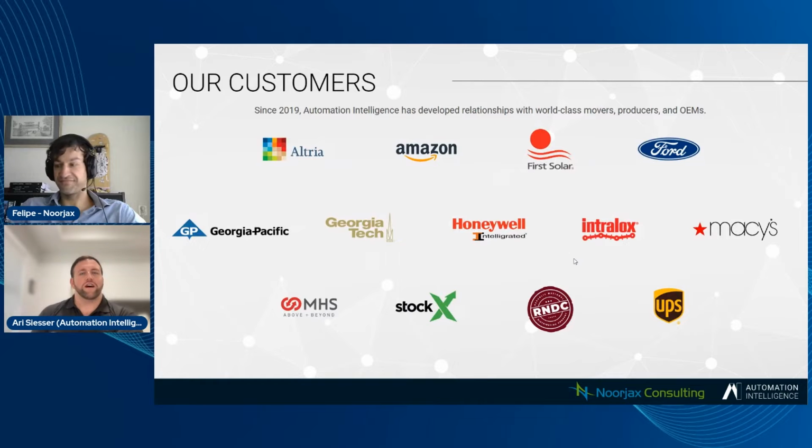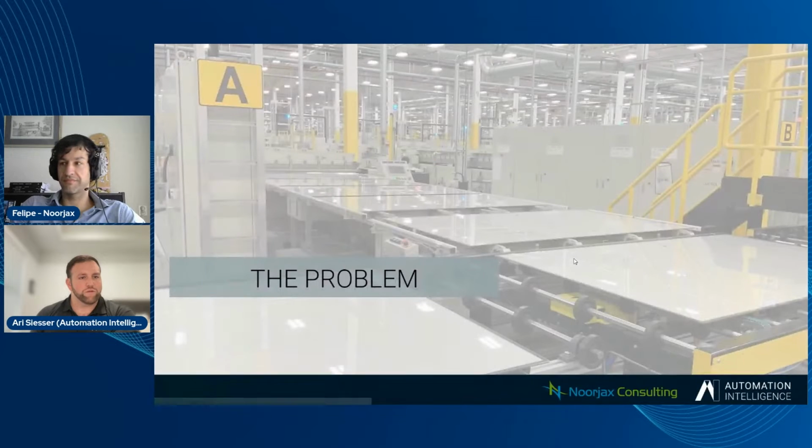Awesome. Just for some context, here's some of the companies that Automation Intelligence works with. Not much to say here other than we have tremendous experience solving very large problems for the largest companies. So the bigger, the better. Awesome. So we can advance.